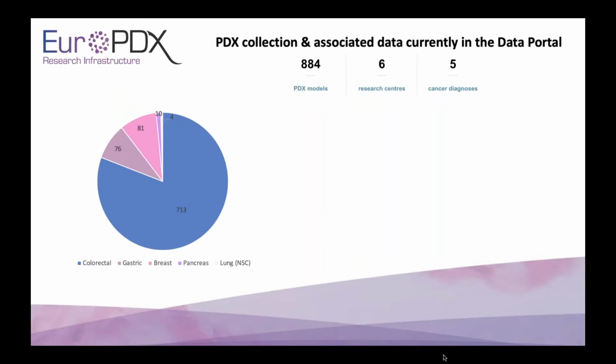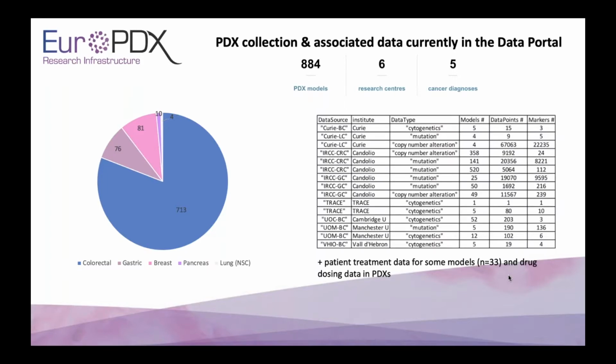And so finally, where are we in terms of including PDX data into the EurOPDX Data Portal? As of today, for this second call, we have almost 900 PDX models. You have here the distribution of those models. Most of them are colorectal cancer models, but you have also a nice collection of gastric cancer and breast cancer models, as well as 10 pancreatic cancer and 4 non-small cell lung cancer models.